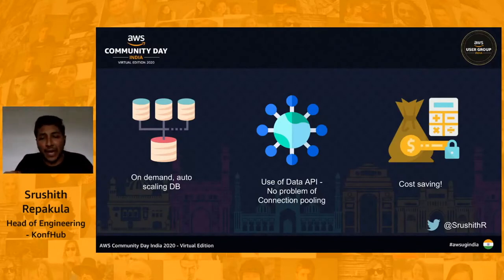Now, use of data API, no problem of connection pool. This is another really wonderful advantage of Aurora Serverless: we don't need to have any connections. I mean, we have something called the data API, where we execute SQL queries via an API itself. We don't necessarily connect to the database and manage those connections. AWS takes care of managing the connections, and based on the number of connections happening via the data API, the Aurora Serverless scales as and when it needs to, and it can scale down as well.